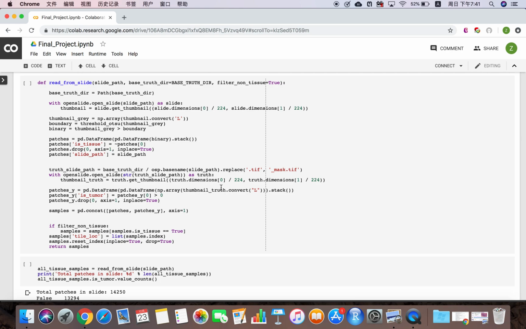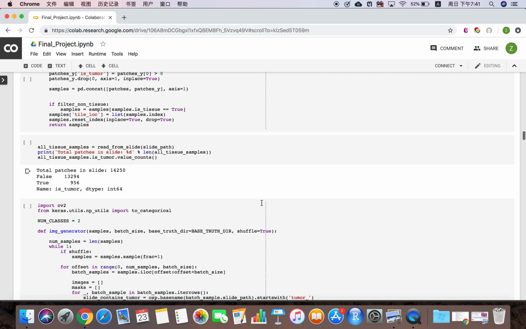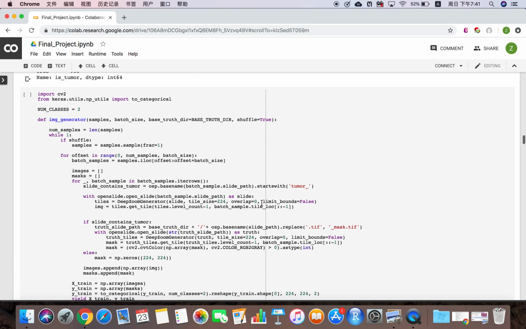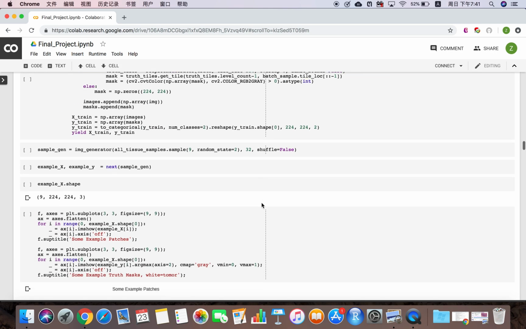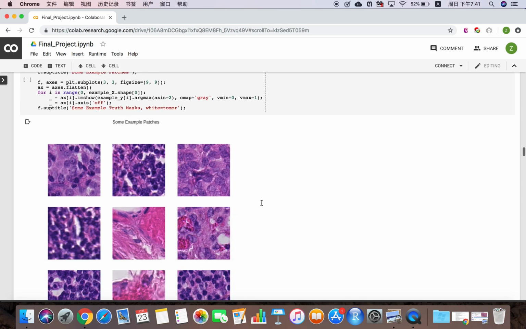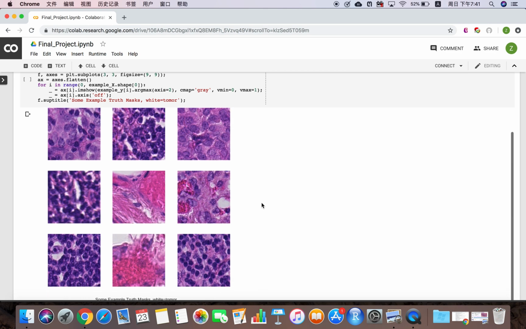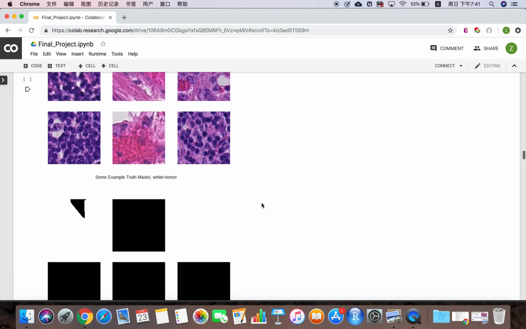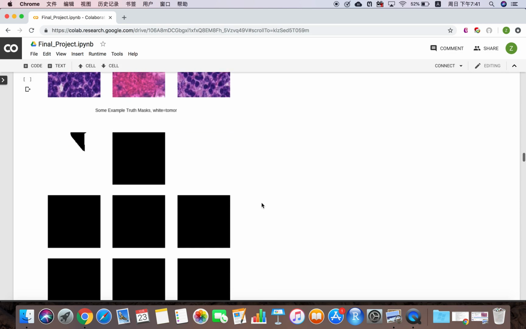Here is the code I use to break the huge image into patches. Here's the code I use to generate the images. Here I got some example patches from the image, and here are the corresponding truth masks of the patches, where white means the tumor area.